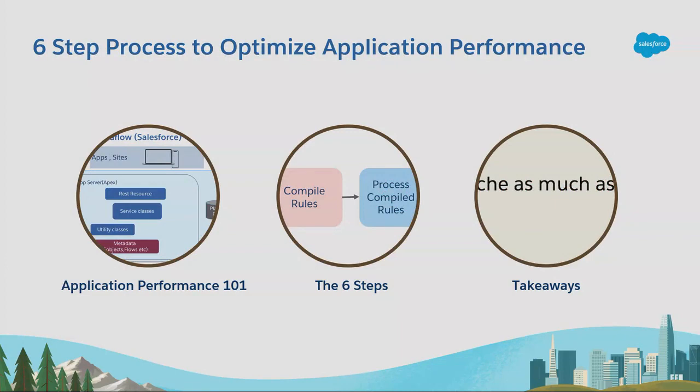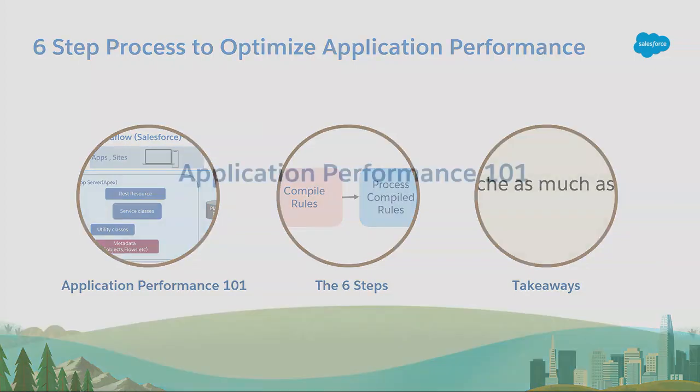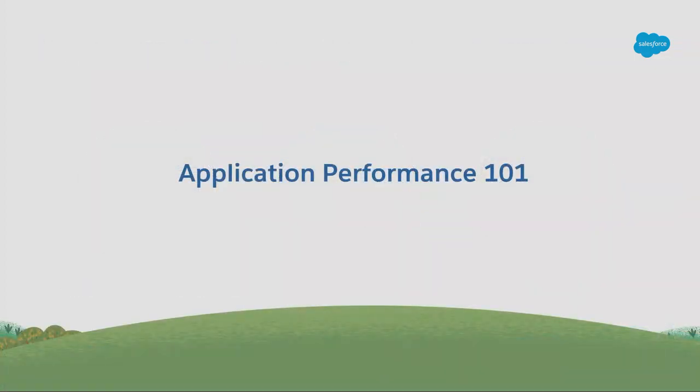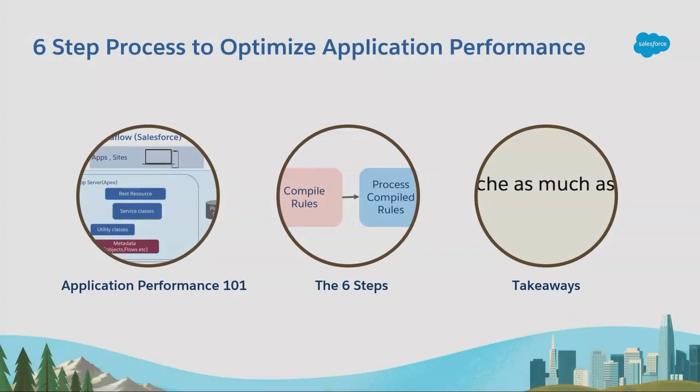So this is the brief outline of what Mike and I are going to talk about today. The roadmap is we're going to talk about application performance, then the 6 steps, and then the takeaways. So, app performance 101.